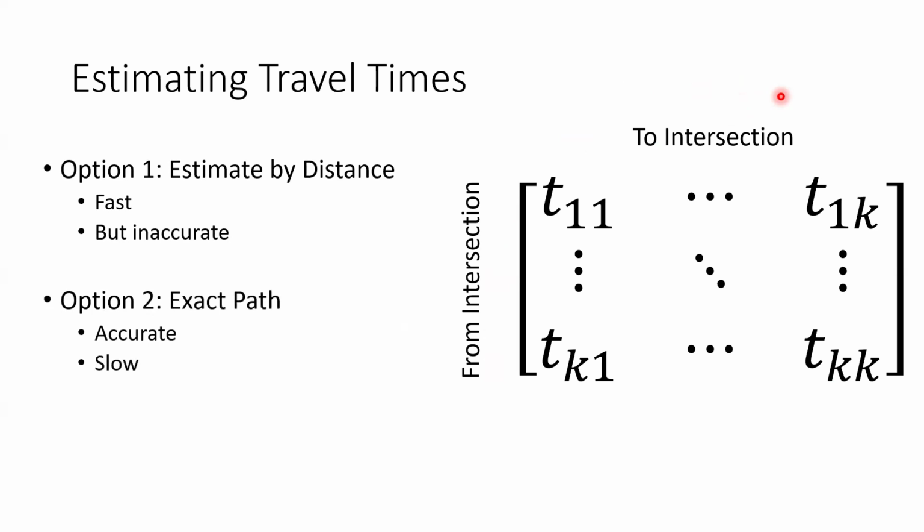Option 2, we can compute the exact path by your Dijkstra or A-star algorithm from M3. This is accurate, but it's slow because Dijkstra is slower than one single calculation, and you will be doing this for a lot of intersections.